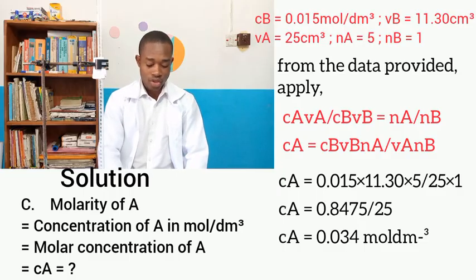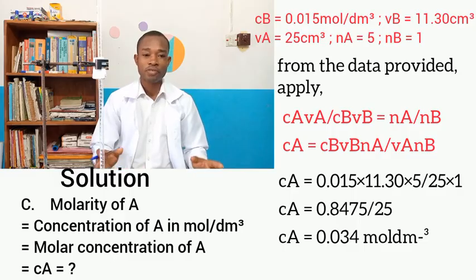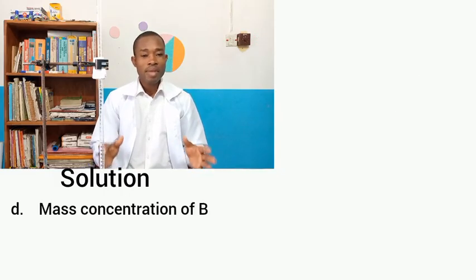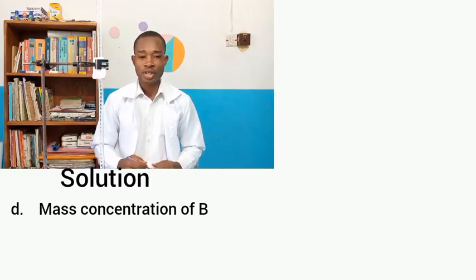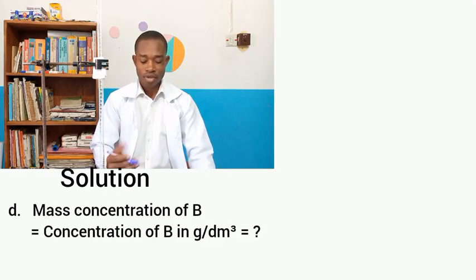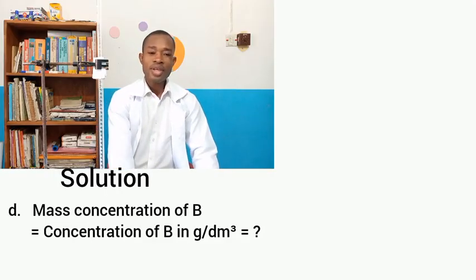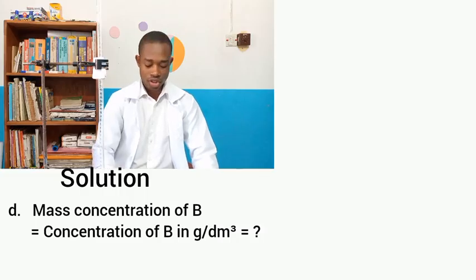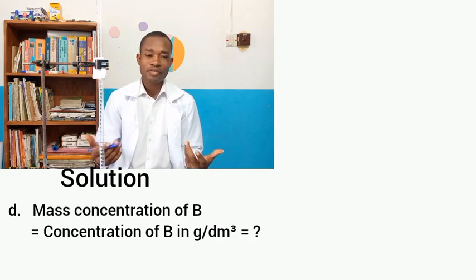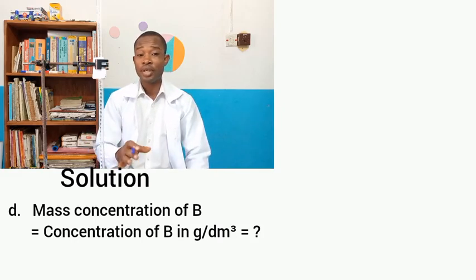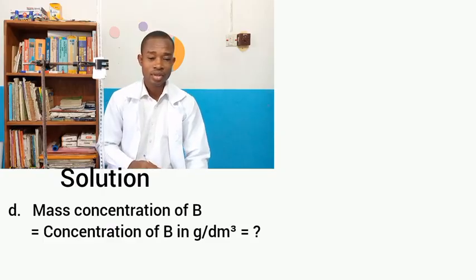The D part of the question, we are asked to calculate the mass concentration of B. Mass concentration of a substance is also the same as the concentration in grams per dm cube. Now being asked to calculate the mass concentration of B, we have to quickly remind ourselves of the information we know about B, potassium manganate 7.